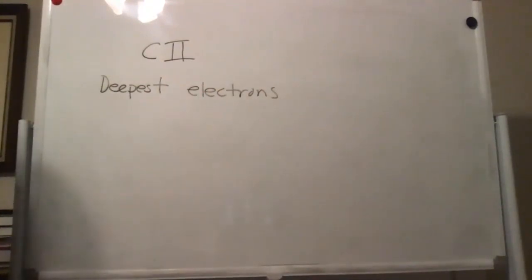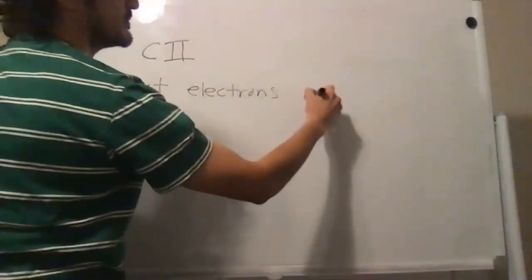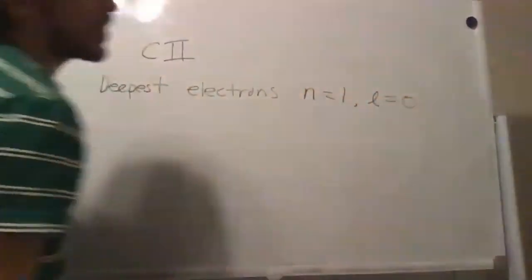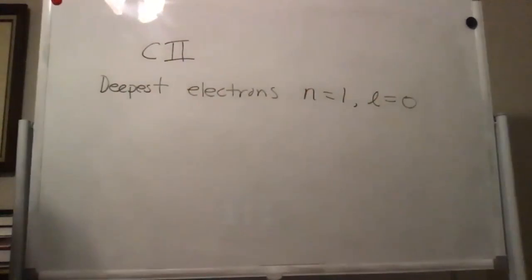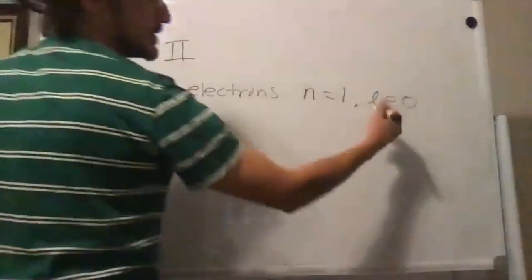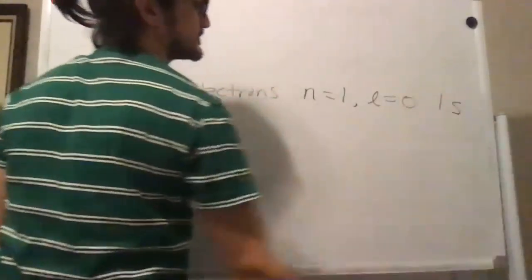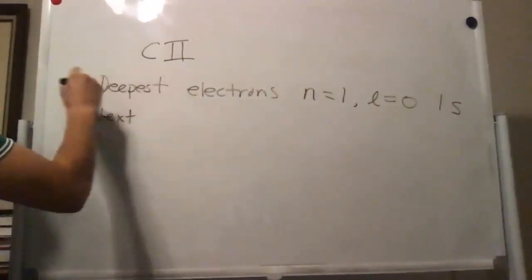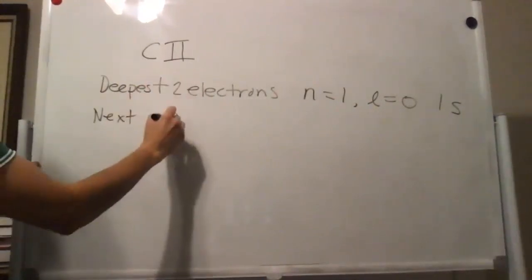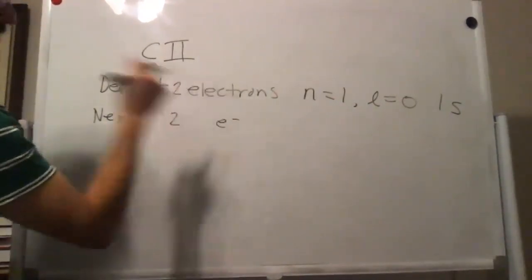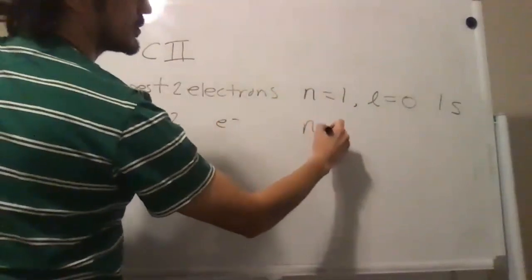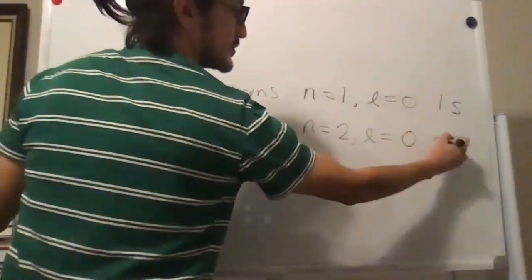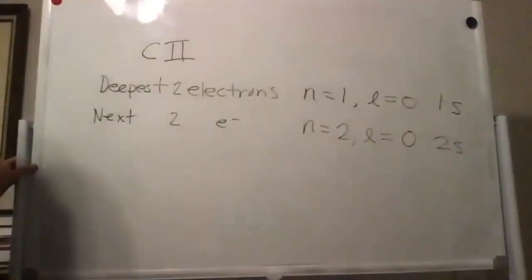Electrons. There's going to be two of them, and they are in the n equals 1, l equals 0 state. So this is essentially your 1s orbital. And then the next two electrons, n equals 2, l equals 0. So this is your 2s orbital.